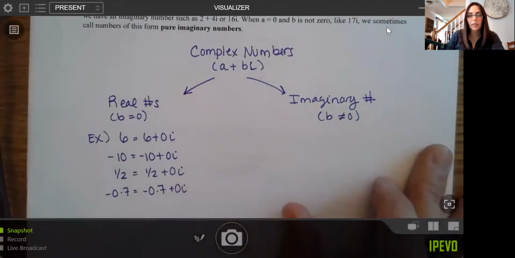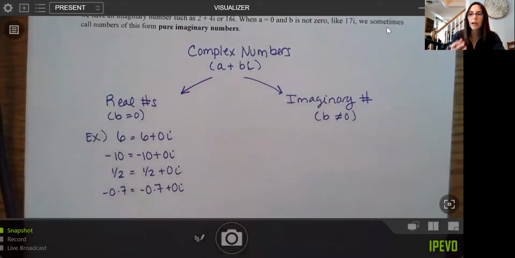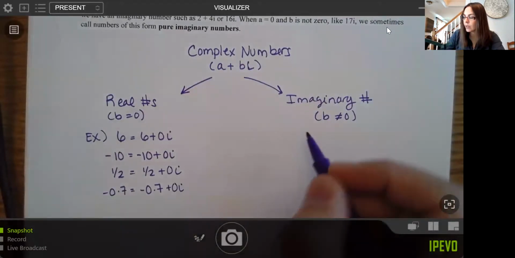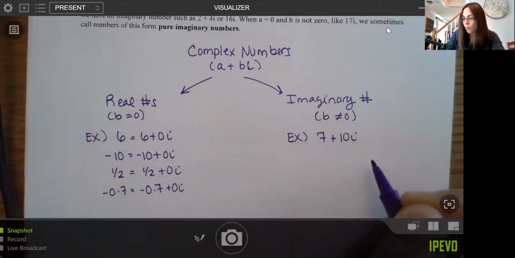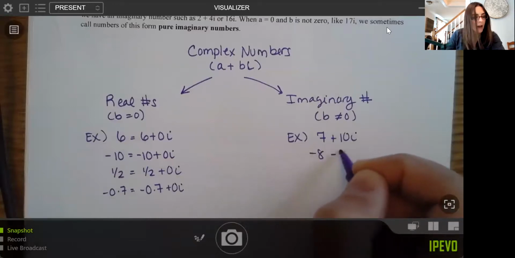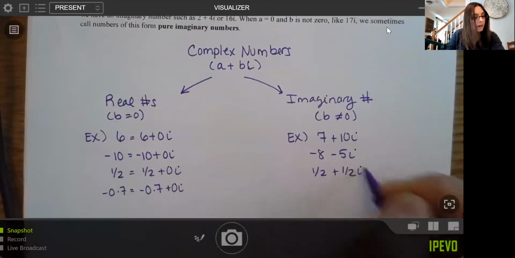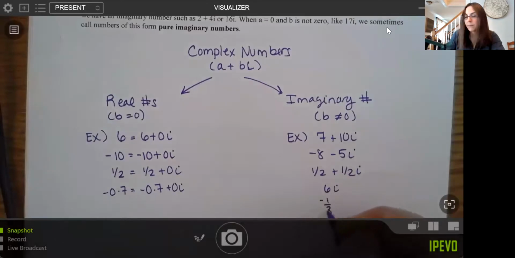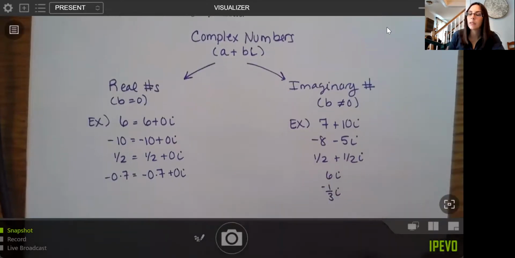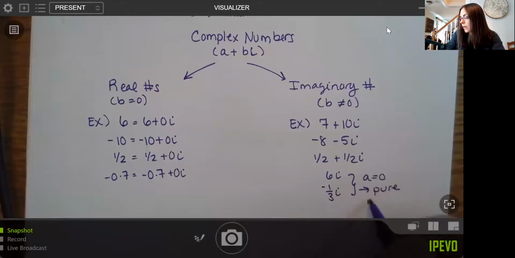For imaginary numbers, again, they're still complex numbers. It's just that the b part is not 0, so you actually have an imaginary part. For example, something like 7 plus 10i, or -8 minus 5i, or 1/2 plus 1/2i, or 6i, or -1/3 i. These are all examples of imaginary numbers. The last ones, where the a value is 0, we also call pure imaginary numbers.